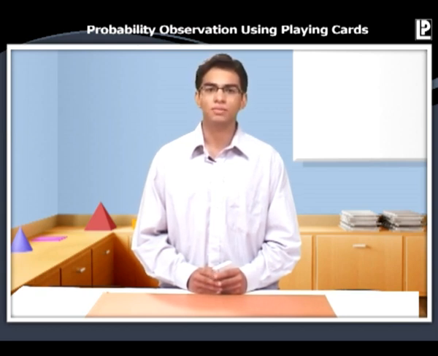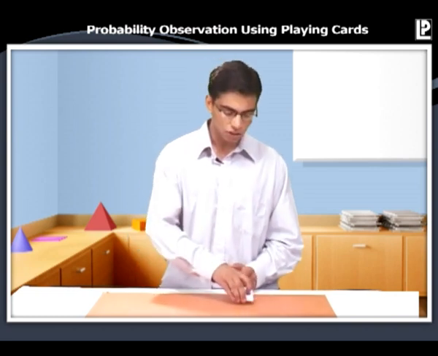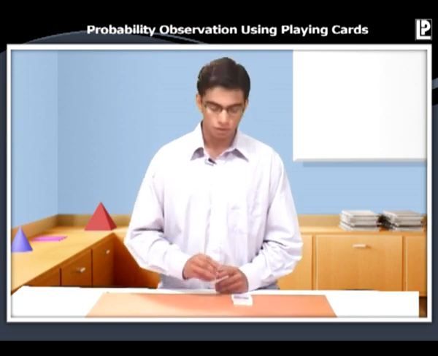We'll record the outcomes of 15 trials. Before we begin, let's look at how to calculate probability. The probability of getting a heart, or spade, or diamond, or club is given by the number of hearts or spades or diamonds or clubs drawn divided by the number of trials. We'll start trial 1 by drawing a card from the pack.